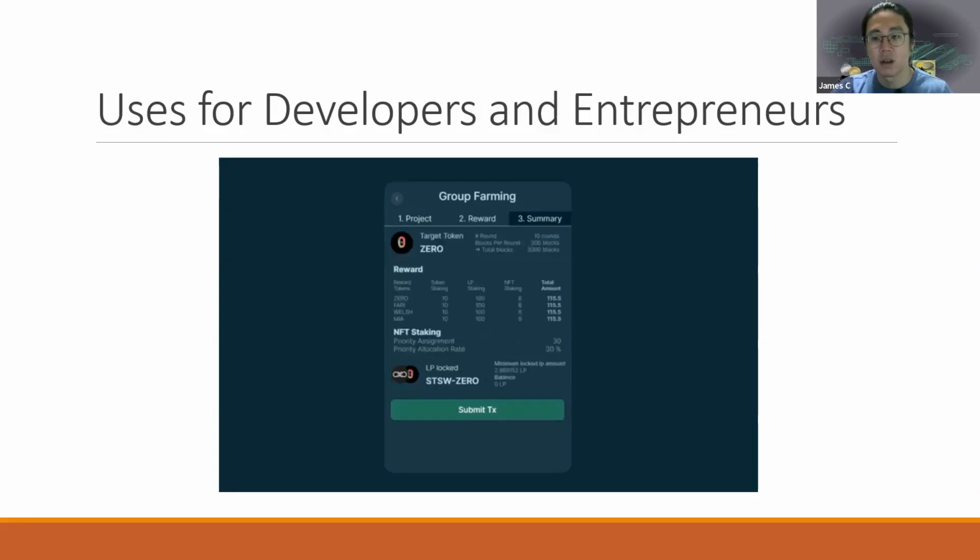And you can see our summary tab, and you can check out the details before we submit the transaction to create the event. Obviously, part of this would be marketing on the project side to let people know that they can join a group farming event and get more tokens. But that's more on the business operations side than the Clarity coding side.